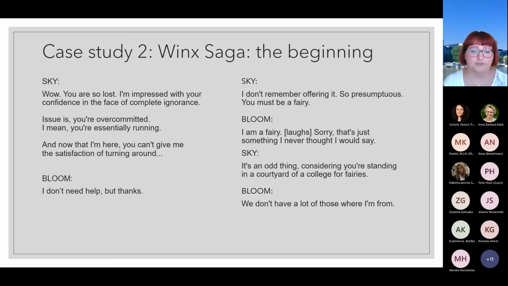And you can see, I'm not going to read all of this, but you can see what's happening here. So he comes in and says a lot. So he's babbling because he likes her. If you see, "I'm impressed with your confidence in the face of complete ignorance." There's no real meaning there, right? It's just saying it for the sake of it. So he wants to impress her with lots of words, but actually there's not a lot there.